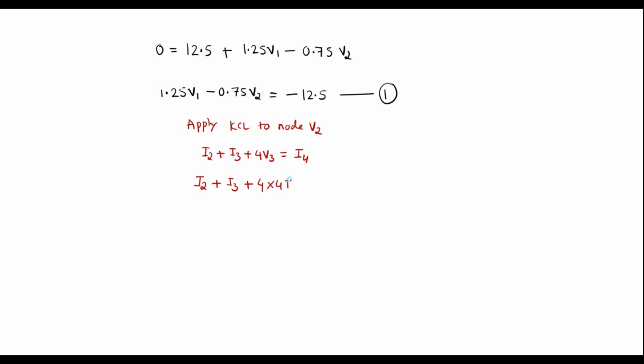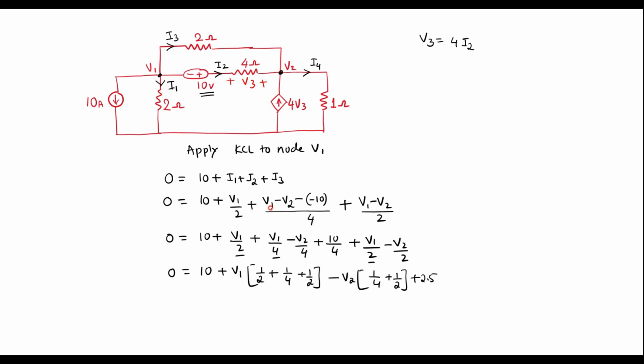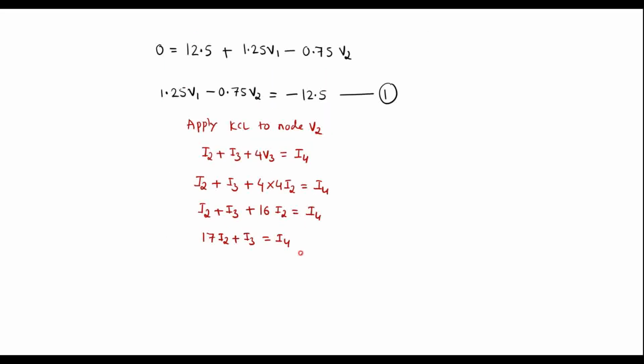That is into 4, I2 is equal to I4. Or I can write here it is I2 plus I3 plus 16I2 is equal to I4, or I2 plus 16I2, that is 17I2 plus I3 is equal to I4. Further, I can simplify this as I2 is nothing but (V1 minus V2 plus 10) by 4. So I can write 17 times (V1 minus V2 plus 10) whole divided by 4 plus I3.